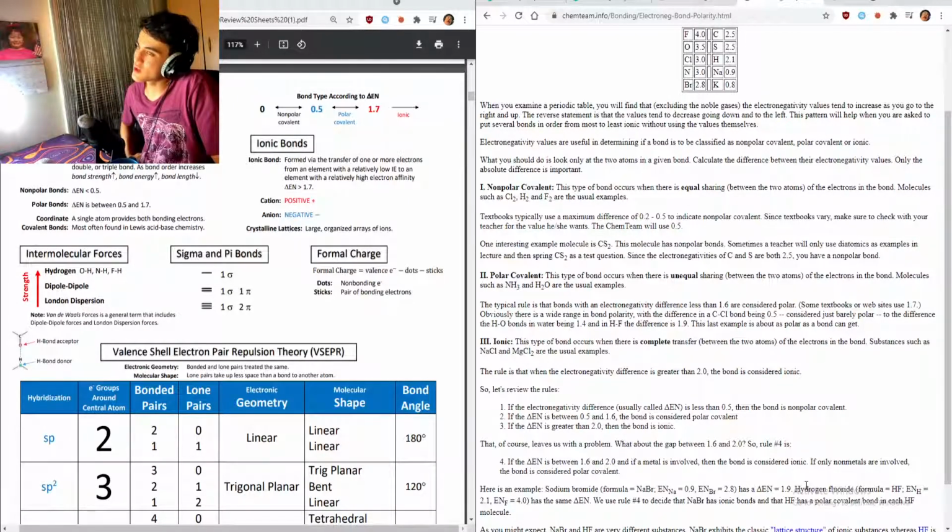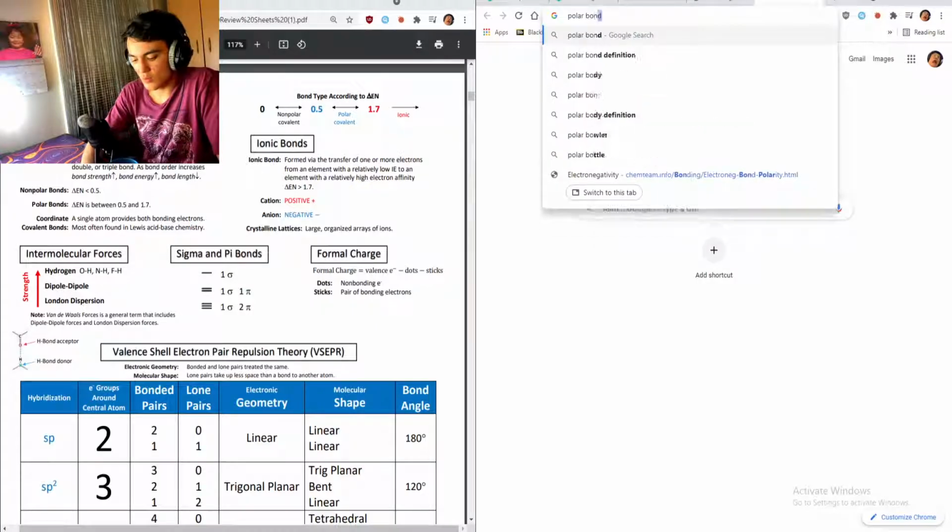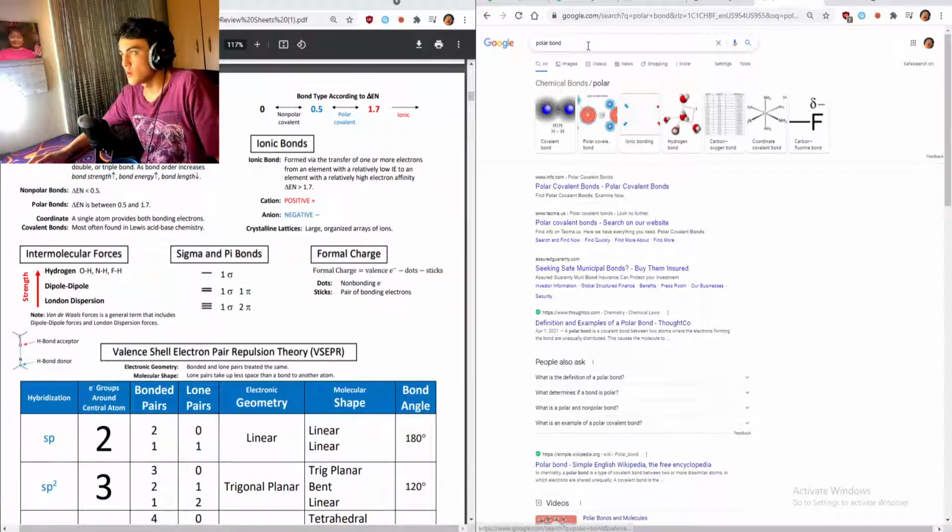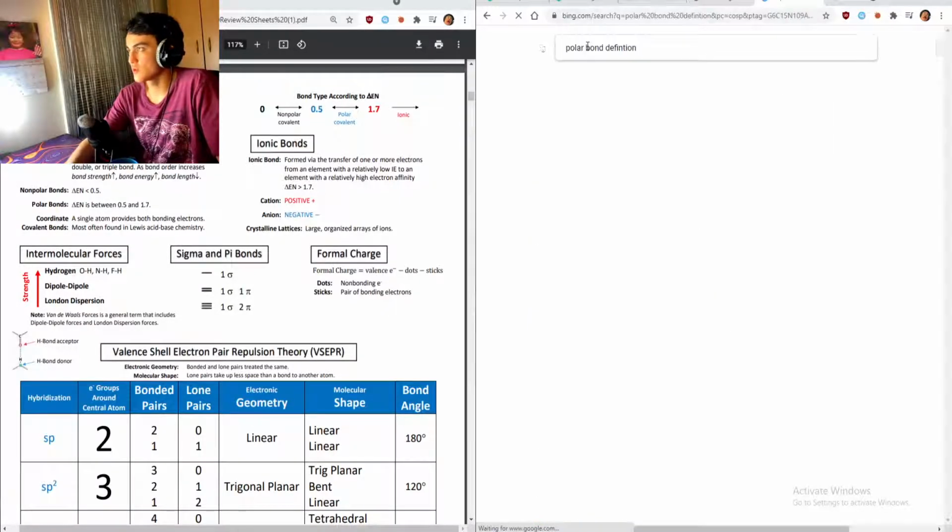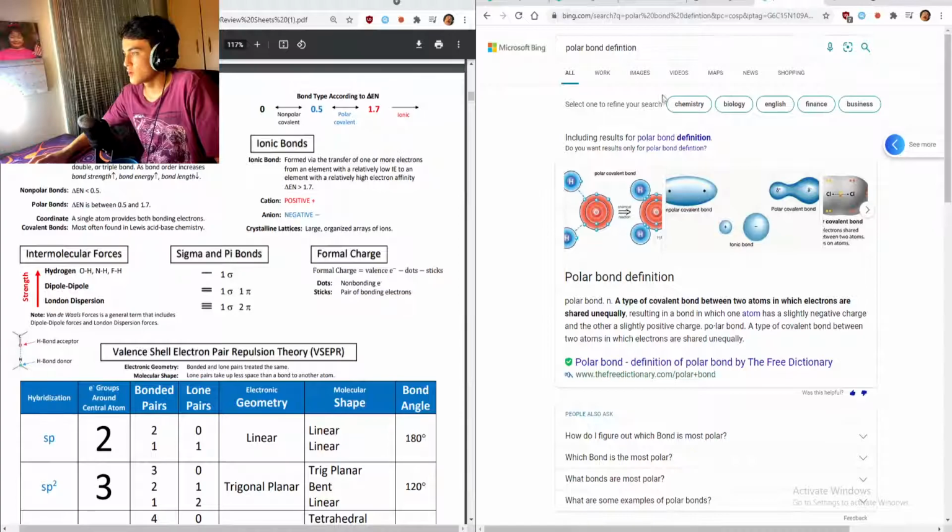Polar. What does polar mean again? Polar bond, definition. It's a type of covalent bond between two atoms in which electrons are shared unequally.